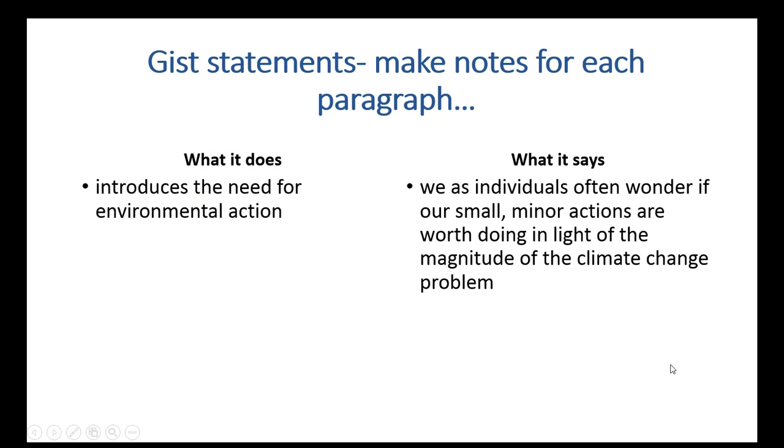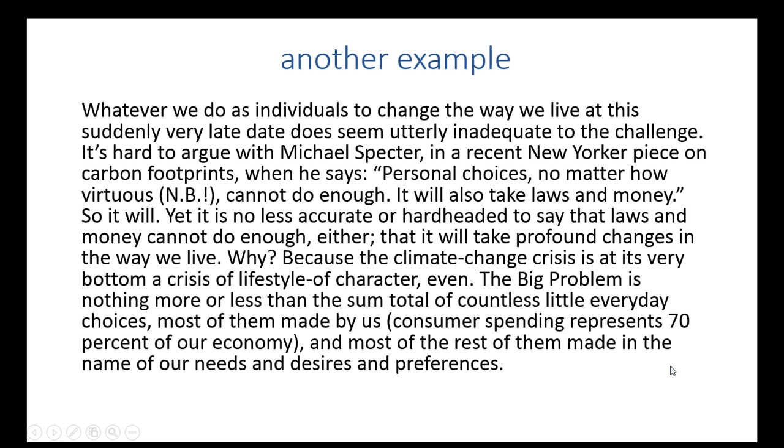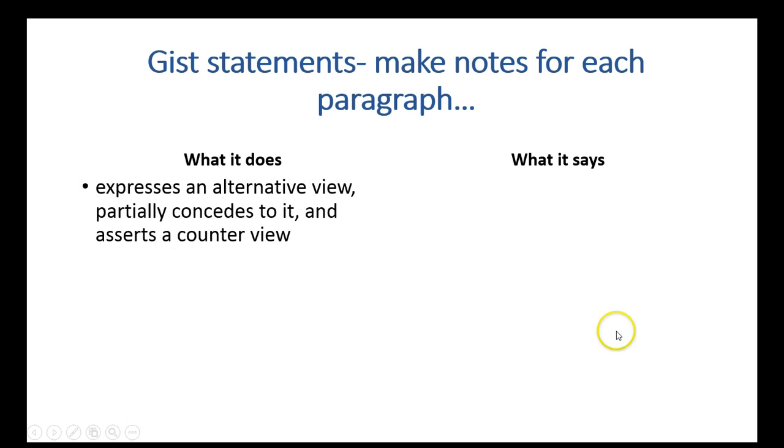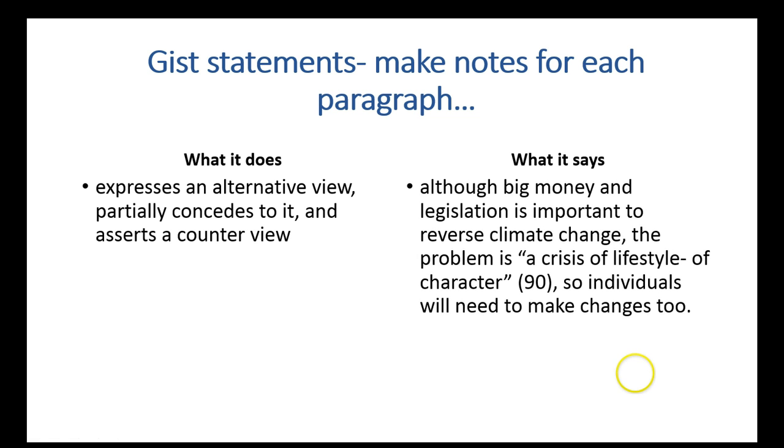Let's look at another example. So, we could read this and say it to somebody else, and we'd be telling them what it said, but it's also doing something. And what it's doing is expressing an alternative view, partially conceding to it, and then asserting a counter view. What it actually says is, although big money is important to reverse climate change, individuals need to make changes too.